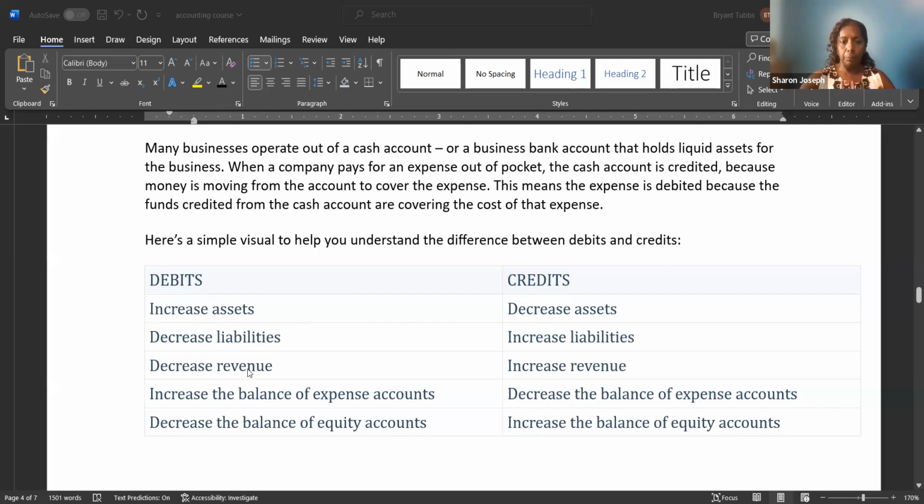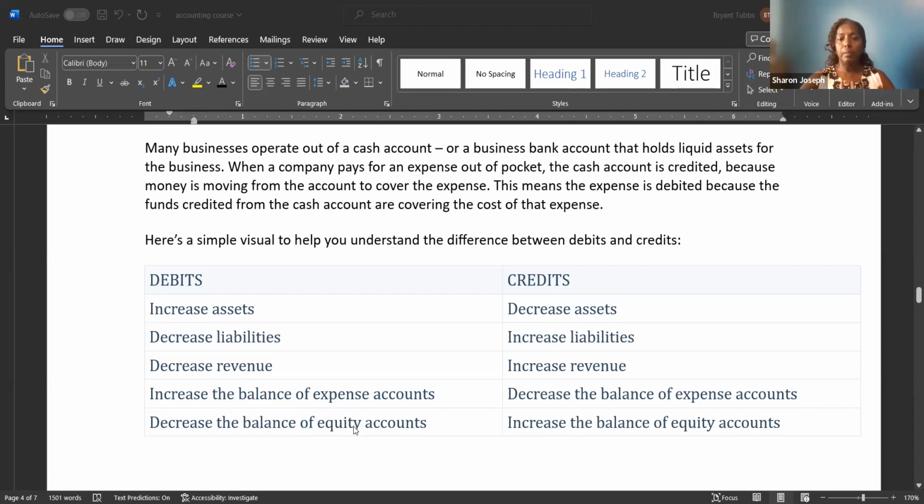Moving on to revenues. When we look at the income statement, we know that a revenue, for instance a sale, has a natural credit balance. So to decrease a revenue, we would debit it, and to increase a revenue, we'd credit it. The opposite of revenue on the income statement is the expense accounts. Expense accounts have natural debit balances. Therefore, to increase an expense account, we would debit it, and to decrease an expense account, we credit it.